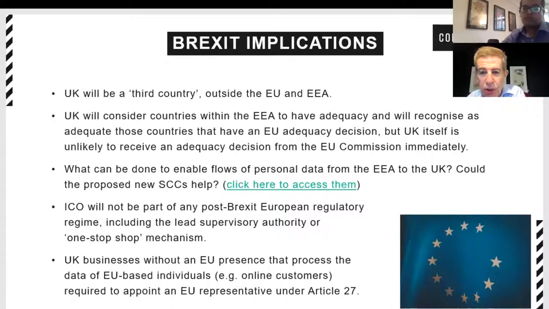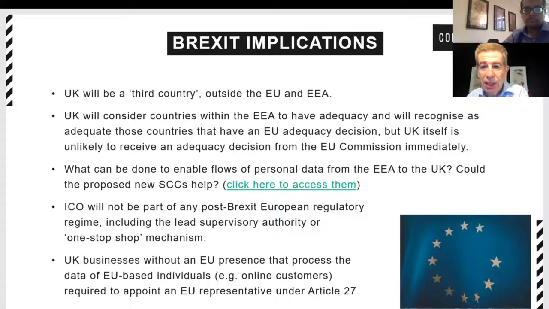There will be no need to appoint a representative if processing is occasional and unlikely to pose a risk to the rights and freedoms of natural persons, taking into account the nature, context, scope, and purpose of the processing. But the exception doesn't apply if there's large-scale processing of special categories of personal data or criminal convictions. So the fact that the processing can only be occasional means it's probably of little practical use. So what does the representative need to do?